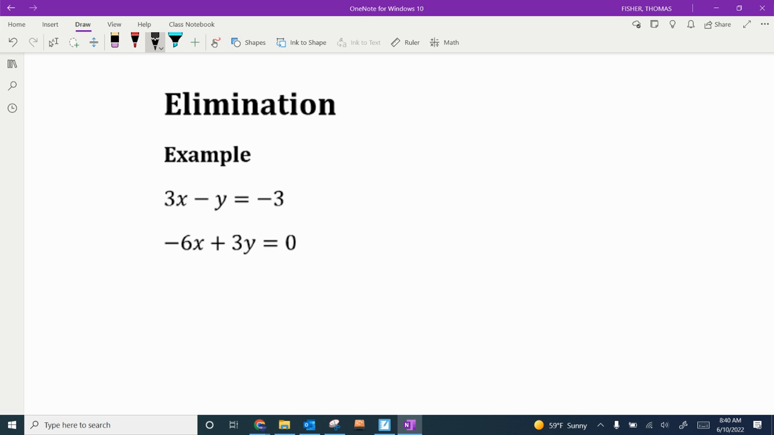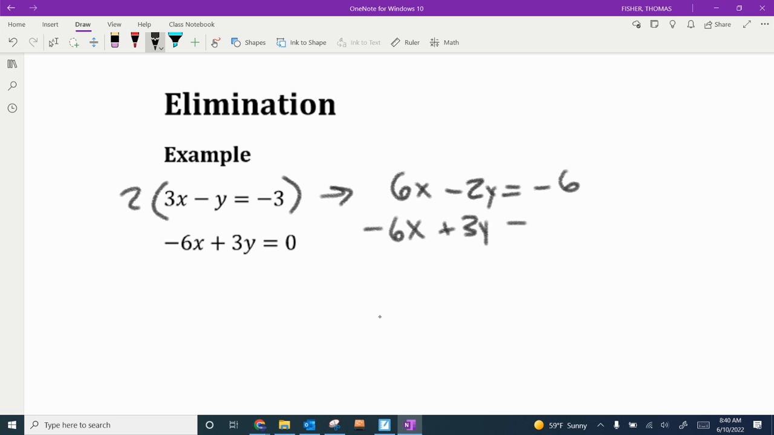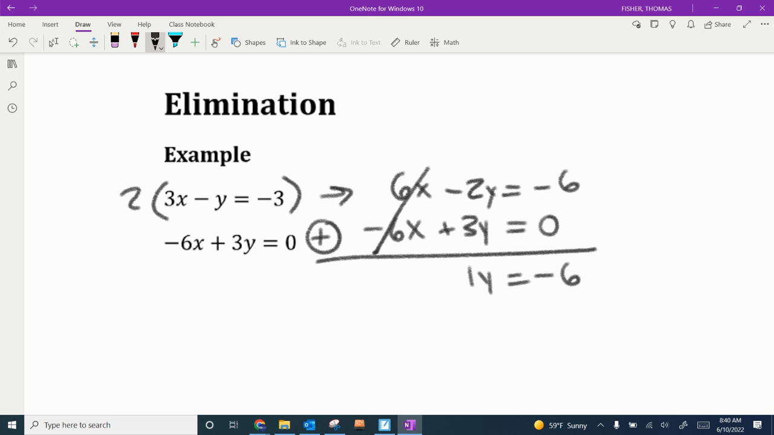I think I'm going to actually do the top one times 2, just to make it a little bit easier, not having to worry about the negative. That would be 6x minus 2y equals negative 6. Copying the second one exactly looks like this. And then when we do our elimination, when we have opposites, we just simply add them. The x's will be eliminated, and you'll get positive 1y equals negative 6, which was actually pretty quick. That was nice that we got right to y.